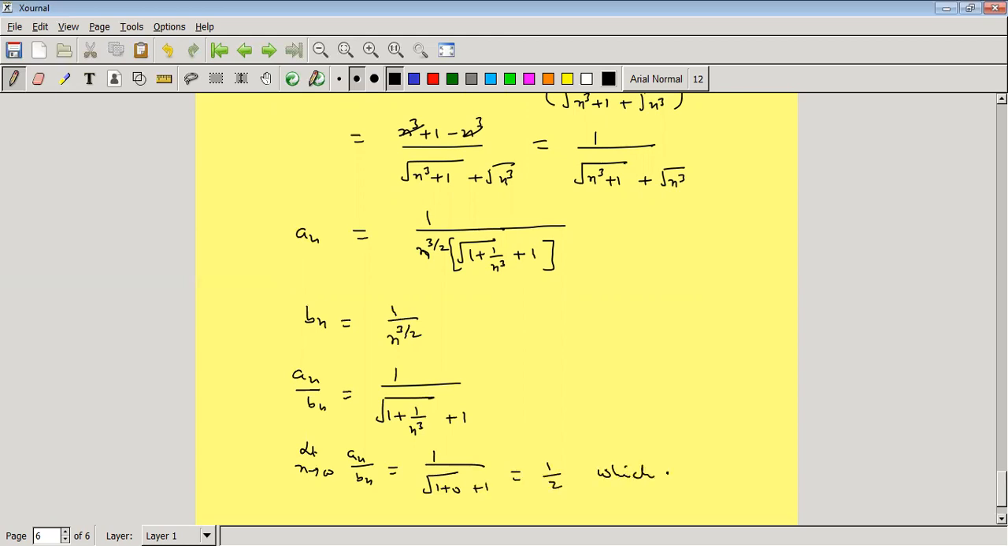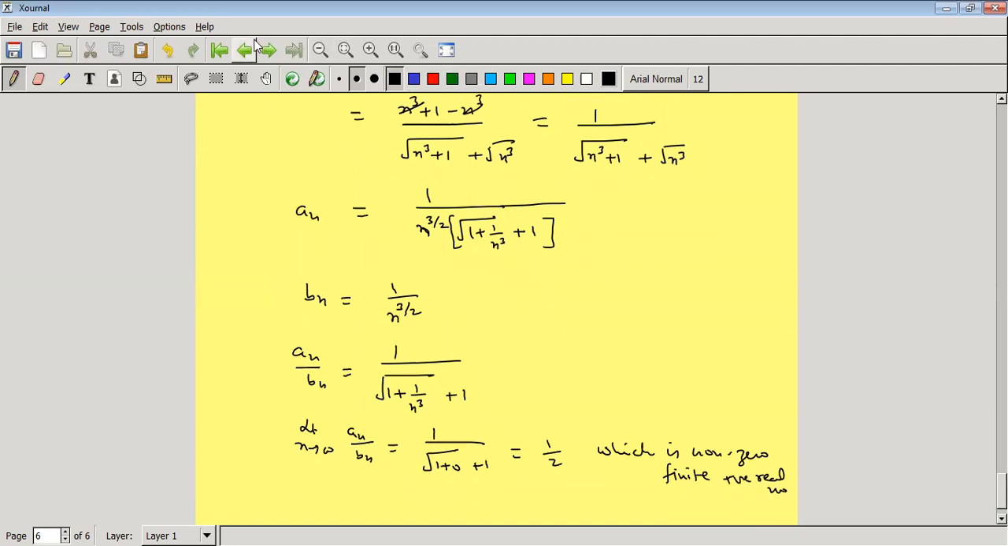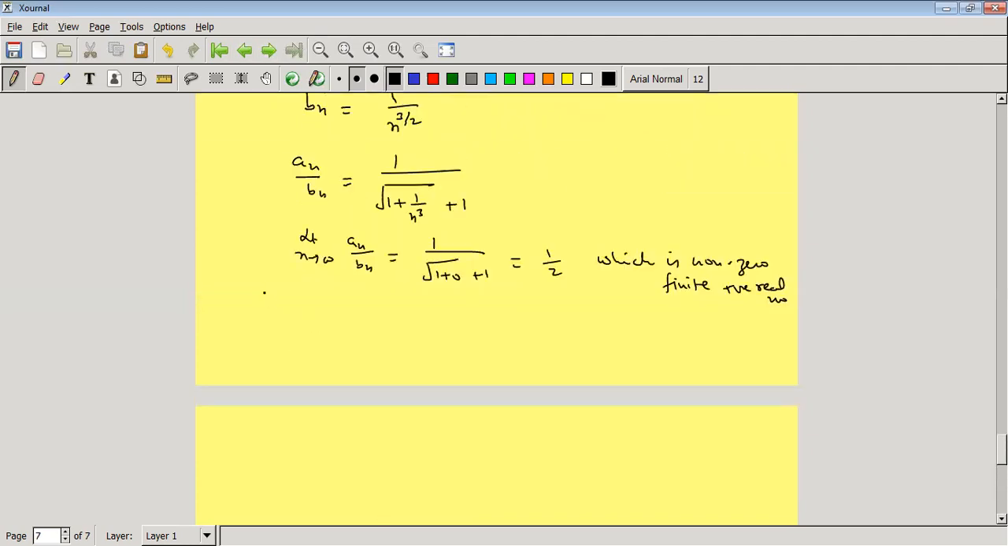a non-zero finite positive real number. So by comparison test 2, we can say both the series summation an and summation bn are convergent or divergent together.